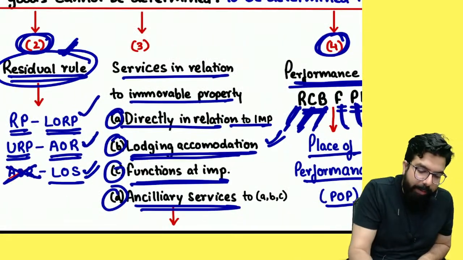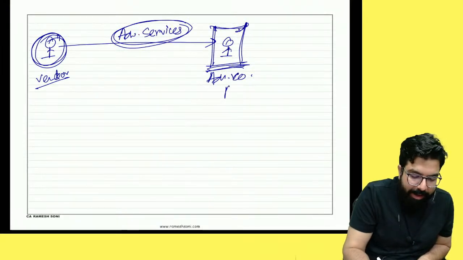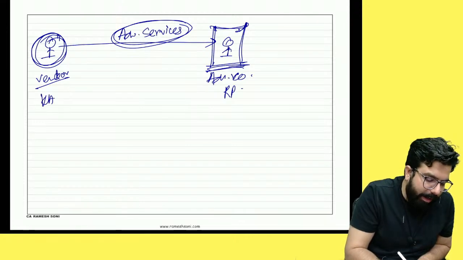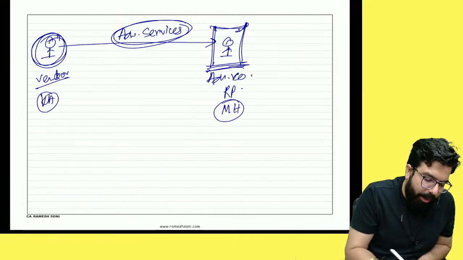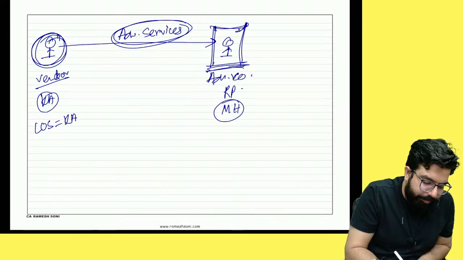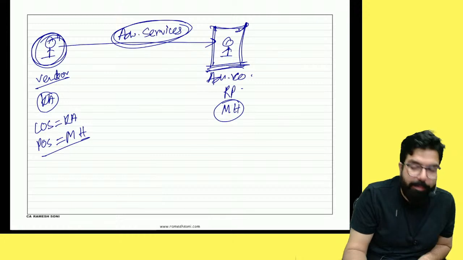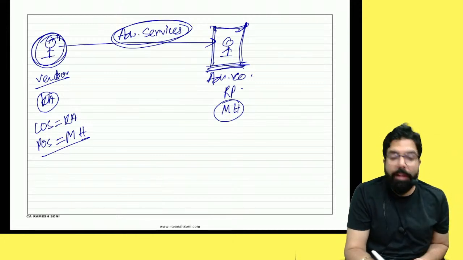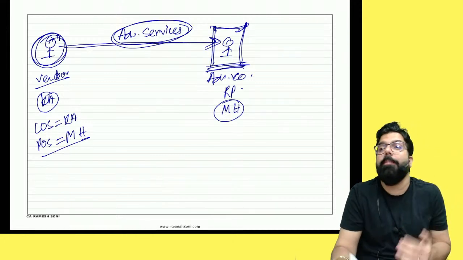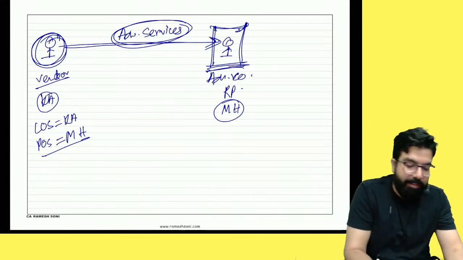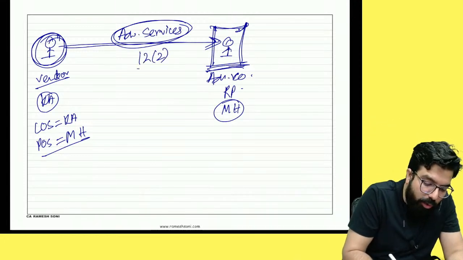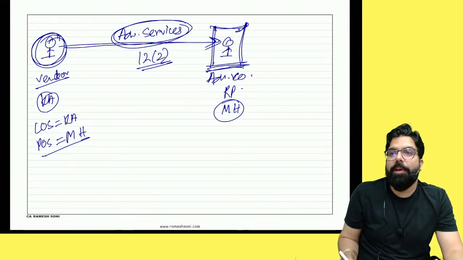residual rule. Tell me one thing. What will happen if I am a registered person? He is in Karnataka, I am in Maharashtra. Location of supplier is Karnataka. Place of supply will be what? Maharashtra. What will he charge me? People, he is not giving me the hoarding now. What is he giving me? He is giving advertisement service. And in that scenario, section number 12(2) will apply. Is my point clear? See over here.